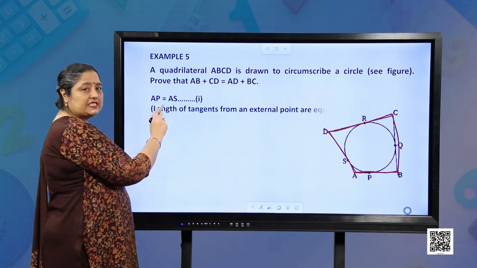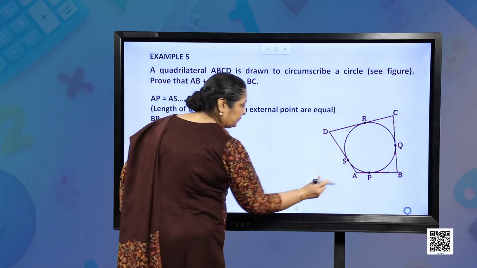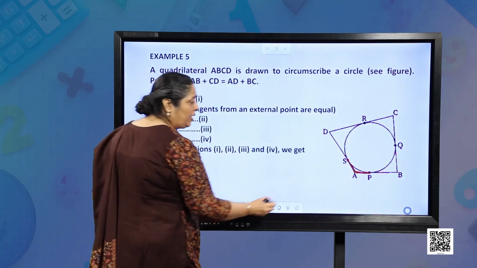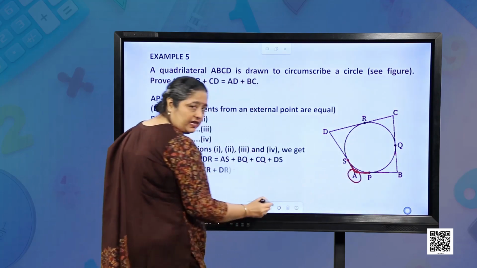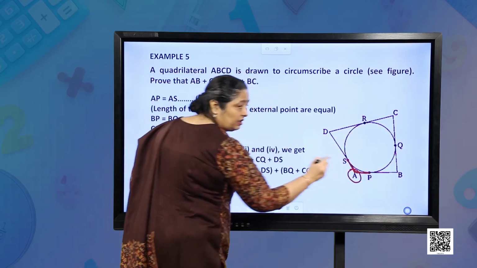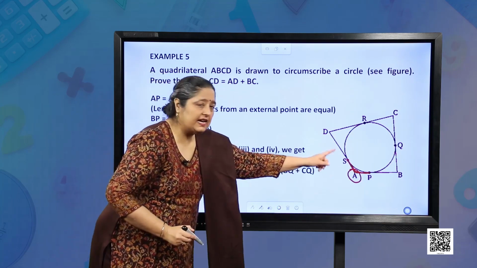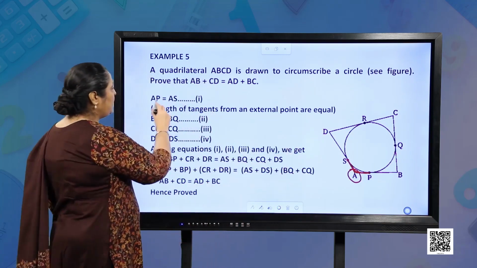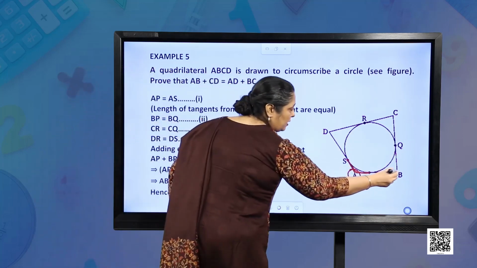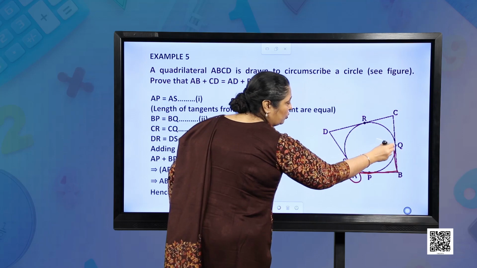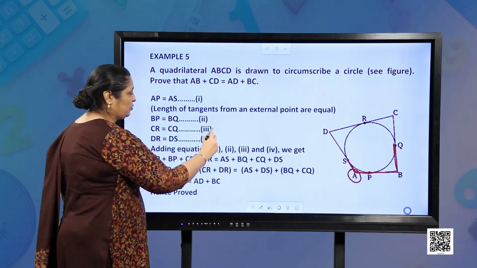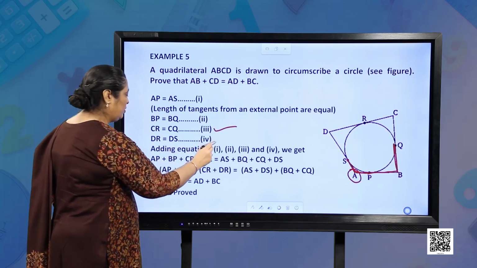AP is equal to AS. What is AP? This is AP. AP is equal to AS. Why are these two equal? Because A is an external point and we have two tangents AP and AS on the circle. So, AP is equal to AS. Similarly, BP is equal to BQ. Again the same reason. Similarly, CR is equal to CQ, DR is equal to DS.